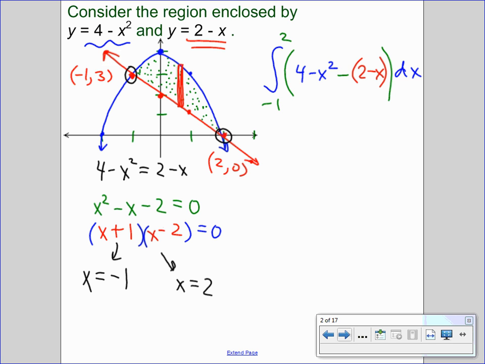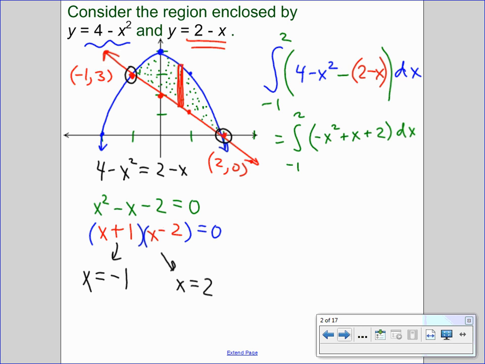We can evaluate this definite integral exactly and algebraically using indefinite integrals in accordance with the fundamental theorem of calculus. I will likely simplify this a little bit, so I'm going to rewrite my integrand as 4 minus x squared minus (2 minus x). So I think this is going to be negative x squared plus x plus 2. Did I do that correctly? Negative x squared plus x, and 4 minus 2 is plus 2.